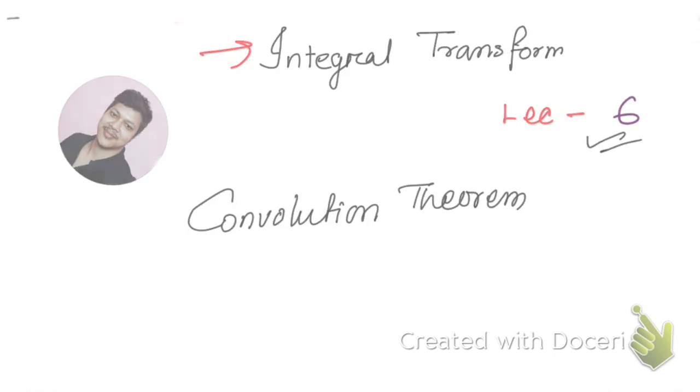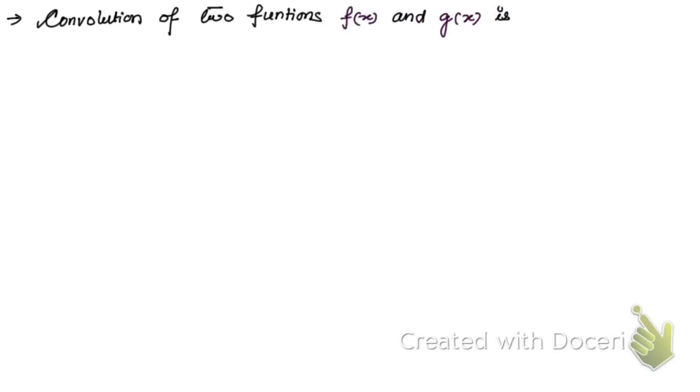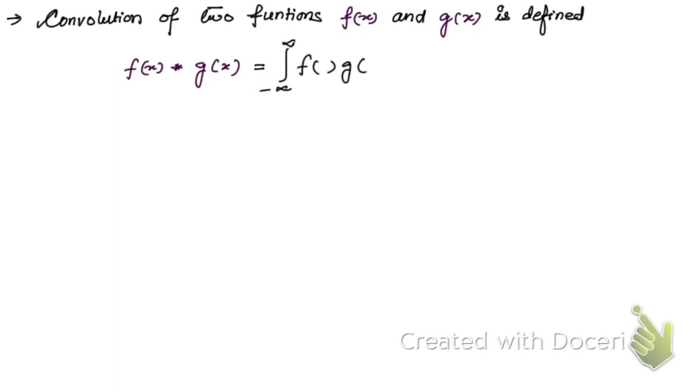So now let's start. Before we discuss the convolution theorem of Fourier transform, first we must know what convolution means: convolution of two functions. Let me write the definition. The convolution of two functions f(x) and g(x), represented by f(x) star g(x), is defined as the integration from minus infinity to plus infinity of f(u) g(x minus u) du.